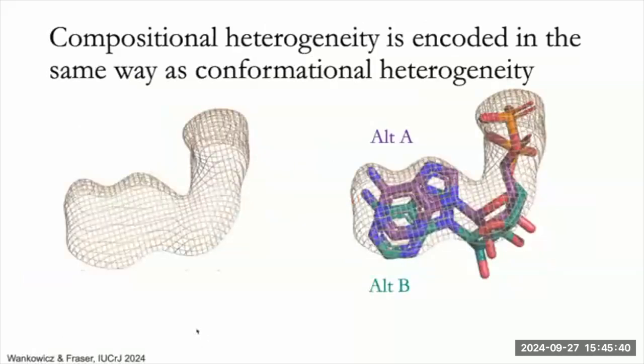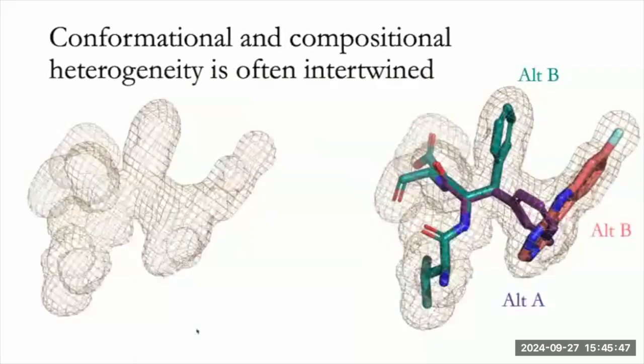And then compositional heterogeneity can be encoded in very much the same way, where you have an Alt-B of the side chain in this flipped up conformation that corresponds with the ligand being bound, and then Alt-A is very clearly the ligand is not bound. But the only way to actually encode that this side chain is associated with this ligand is again by labeling these Alt-Bs together.